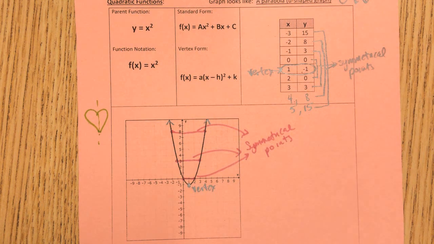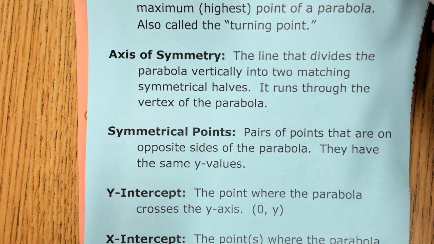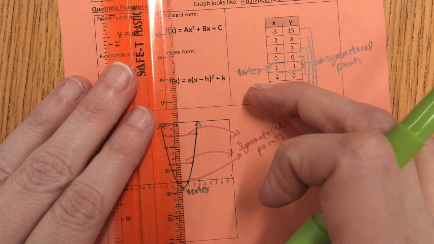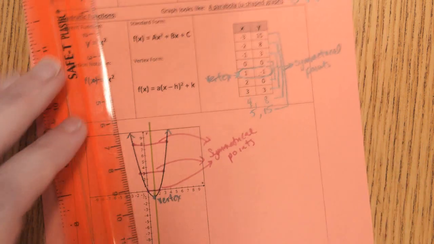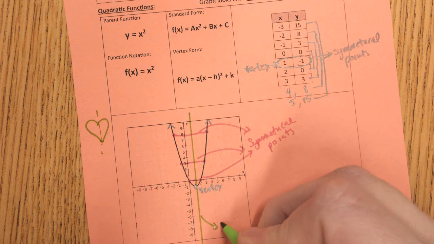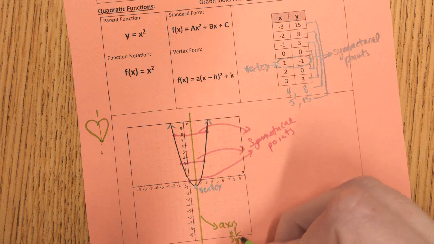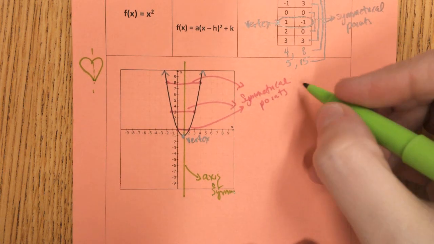The axis of symmetry is a value that divides the parabola into two matching symmetrical halves, and it runs through the vertex of the parabola. So if I drew a vertical line right through the vertex, that would be my axis of symmetry right here. Okay, my axis of symmetry is, so let's talk real quick.